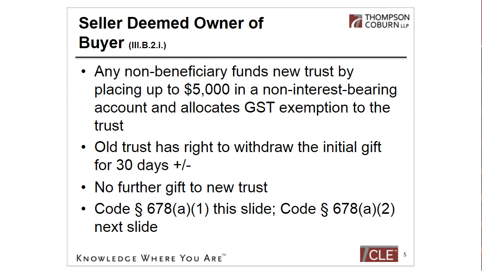And it's really important to make this be the only gift and to do a non-interest-bearing account. And the reason is that we want to make the old trust be the deemed owner of the trust. And the way you do that is the right of withdrawal, which is 671(a)(1), and then in the slide after that, we're going to go over after you have a lapse of the right to withdraw. So the goal is to have the old trust be the deemed owner of the brand new trust.